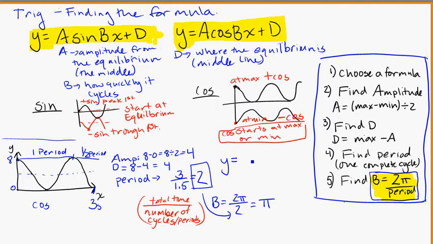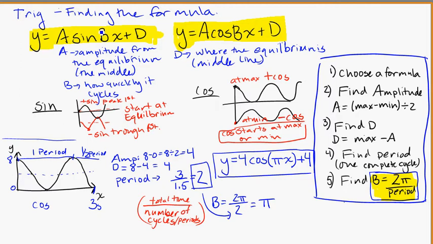Y is equal to a, which is 4. This is going to be a cos, bracket b, which is pi, x, plus d, which in this case we found to be 4. So that's my formula there.